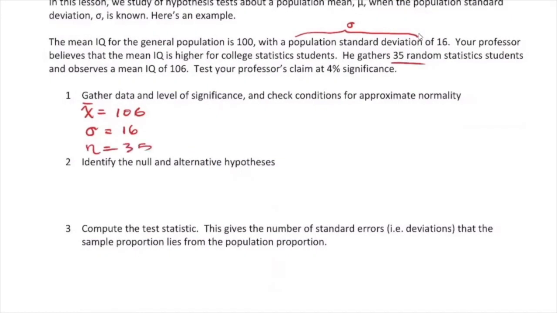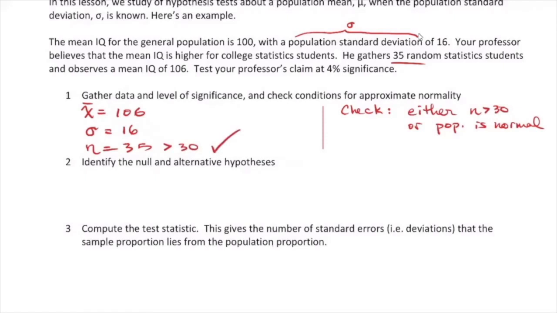Okay, and remember that what we have to check is either n has to be bigger than 30 or the population is normal that you're sampling from. Okay. So check that. Here we've got n is 35, which is bigger than 30, so we're okay on this. Any questions?